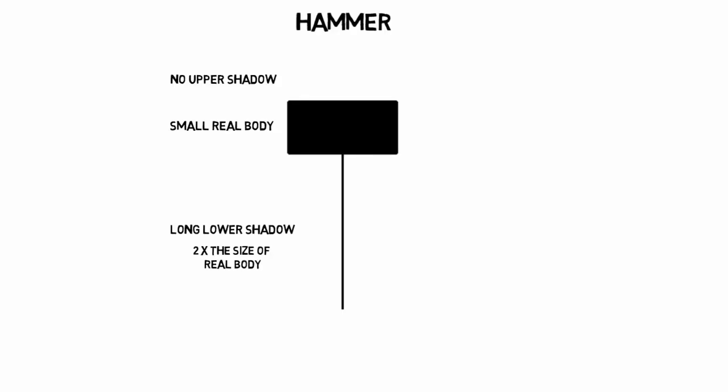Let's take a look at how a hammer forms. Bears were in charge at the start of the session and pushed the price lower. This new low was rejected by bulls, who pushed the price back up, creating a long lower shadow. This is how a typical hammer looks.